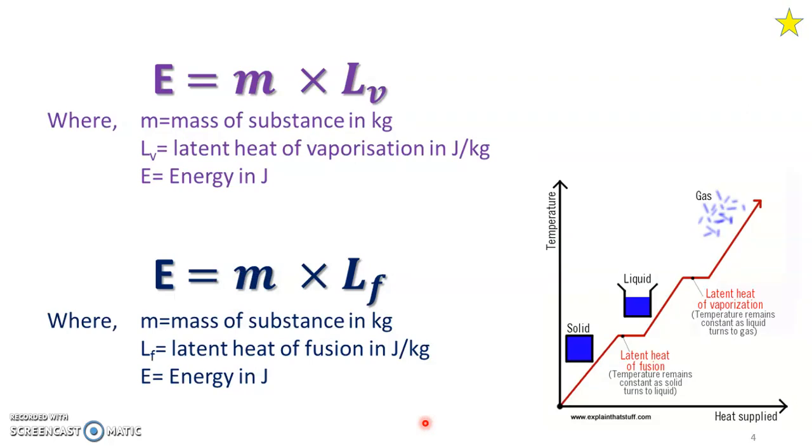Okay, basically these are the two equations that the students have to know. E is equal to m L_V, L_V for latent heat of vaporization, and it is measured in joules per kg. The same as well for latent heat of fusion, E is equal to m L_F.